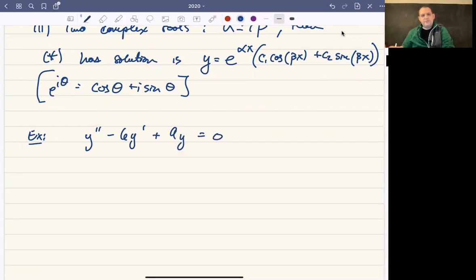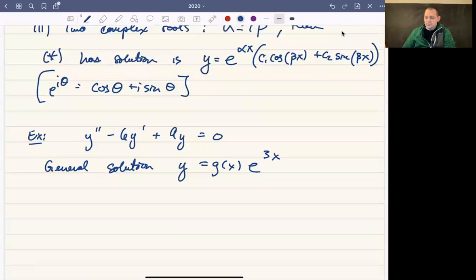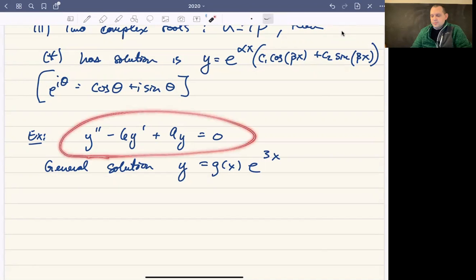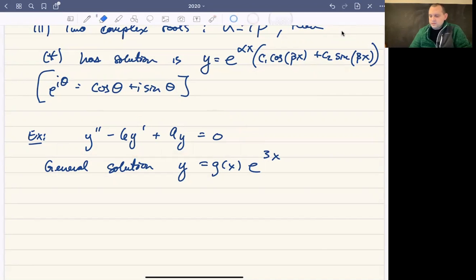We know that e to the 3x is going to be some solution. So let's say that our general solution is y equals g of x times e to the 3x. We don't exactly know what g of x is going to be, but let's say that g of x is just some generic function for now. We want to figure out what the general solution of our differential equation is going to be. And we know that e to the 3x is there because if you look at the underlying equation r squared minus 6r plus 9 equals 0, you get 3 as your solution. Granted, it's 3 of multiplicity 2.